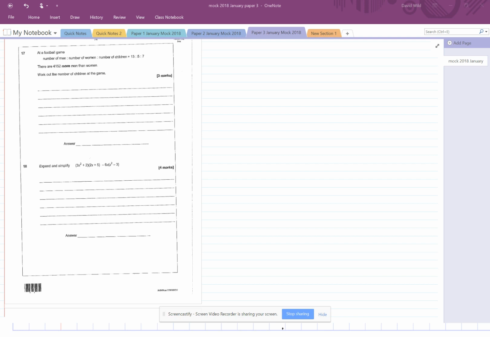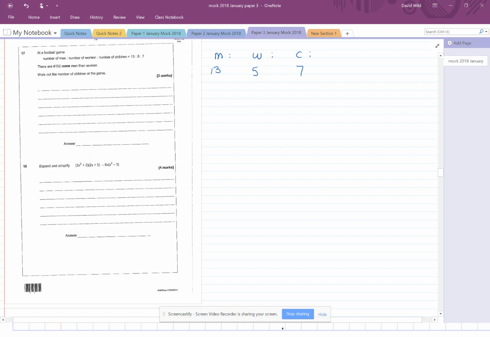Right, okay, question 17. At a football game, the ratio of the number of men to the number of women to the number of children is 13 to 5 to 7. Okay, so we've got men to women to children, and we've got 13, 5 to 7.